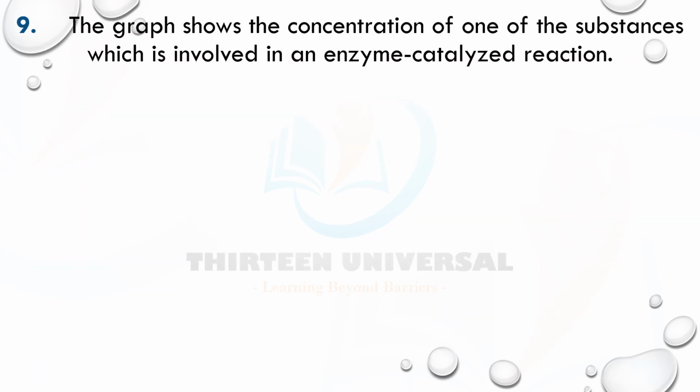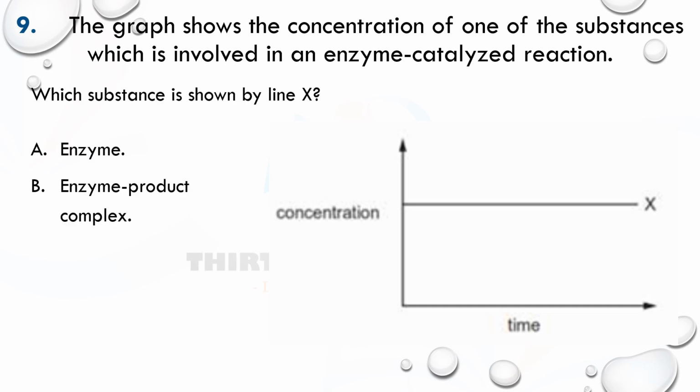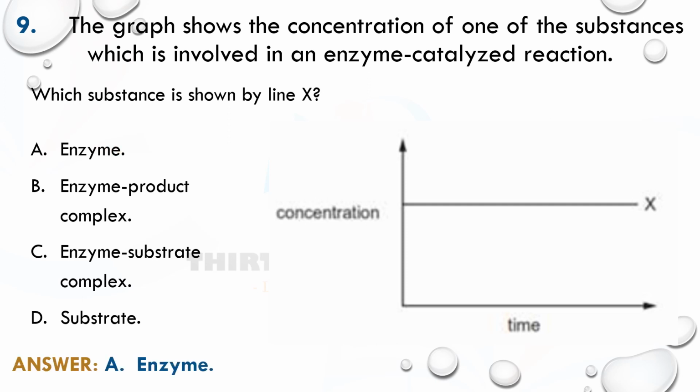I want you to pause. The graph shows the concentration of one of the substances involved in an enzyme-catalyzed reaction. Which substance is shown by line X? Which one is constant? You know the answer. The only one that is constant is enzyme. Enzyme concentration remains the same; it does not decrease and does not increase. So the answer is enzyme.